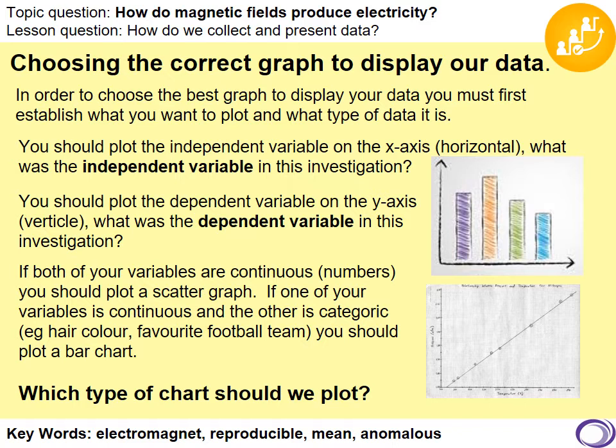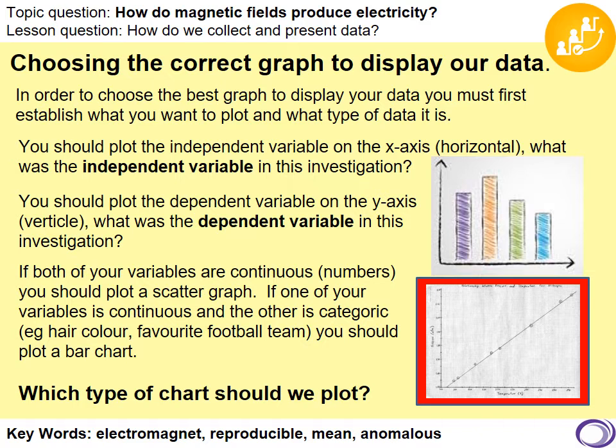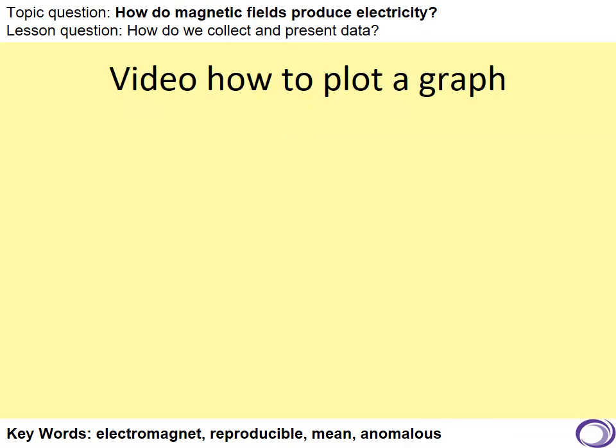If one of your variables is continuous and the other is categoric, and a categoric variable is something that is absolutely definite like hair colour or your favourite football team or a type of animal, then you should plot a bar chart. So for this experiment we are going to plot a scatter graph. Now I'm going to go through how we would plot the graph for this experiment.